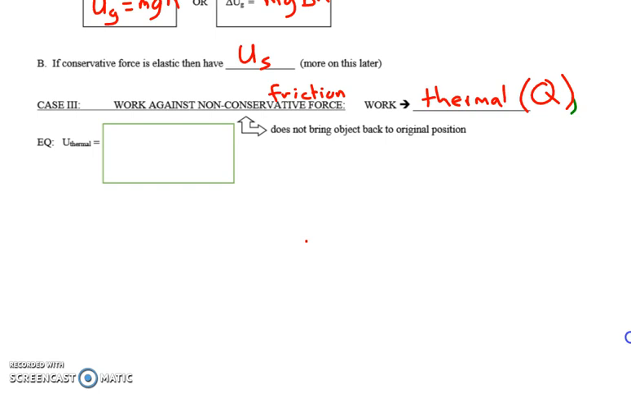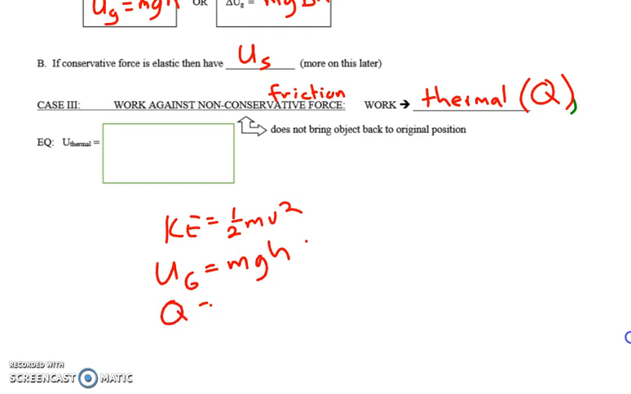So we have an equation for kinetic energy, which is equivalent to 1/2 mv squared. We have an equation for gravitational potential, which is mgh. We want an equation for Q. All right, and it's actually very simple. Q is gained by the work done on it, and the work done on it is the force of friction multiplied by whatever distance over which it acts. So Q is nothing more than a work equation.